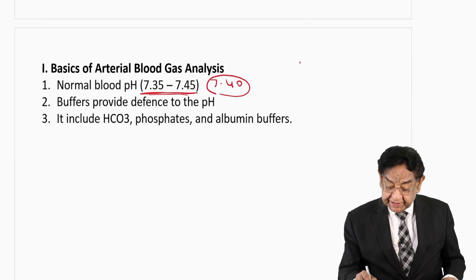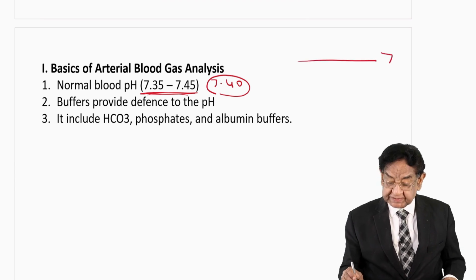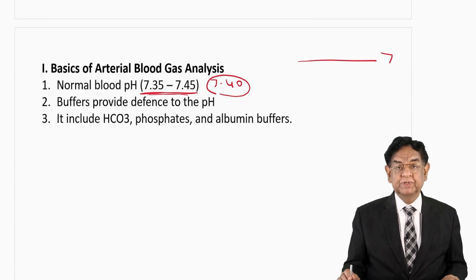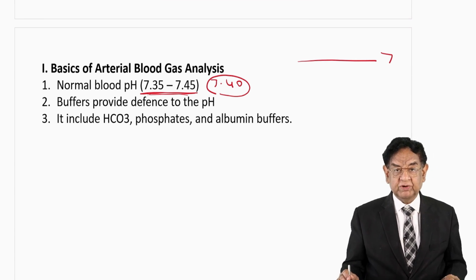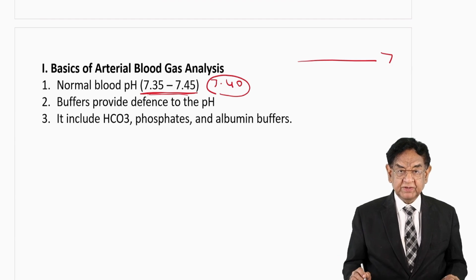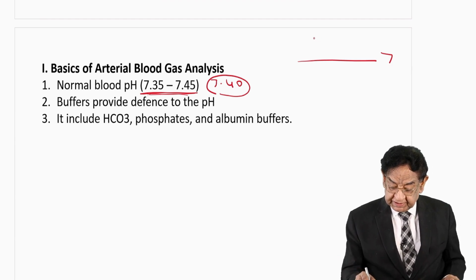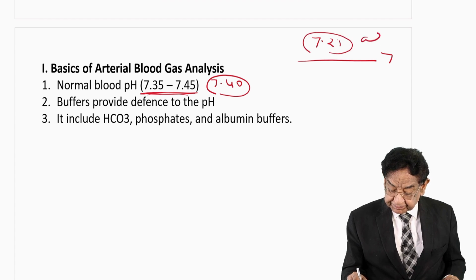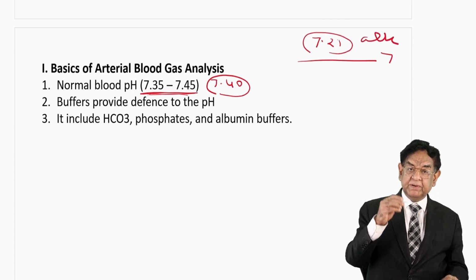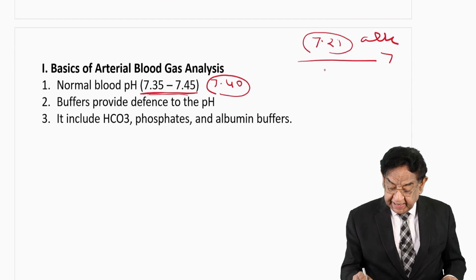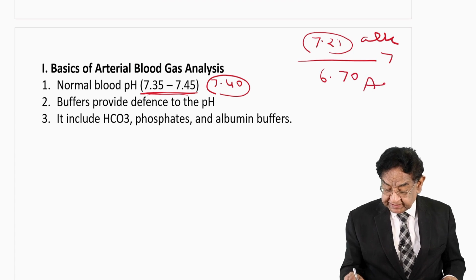In our school days, we were taught that normal pH is 7. Yes, this is true. In physics and chemistry, we were taught. So as per school chemistry and physics, 7.21 is alkali. Anything above 7 is alkali. Anything below 7 is acid. That is true.